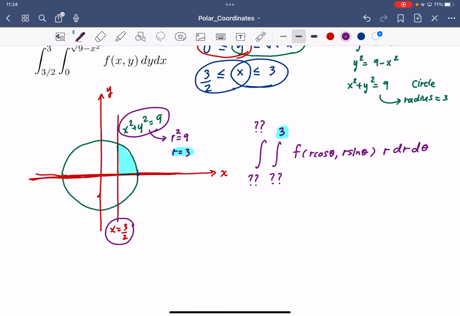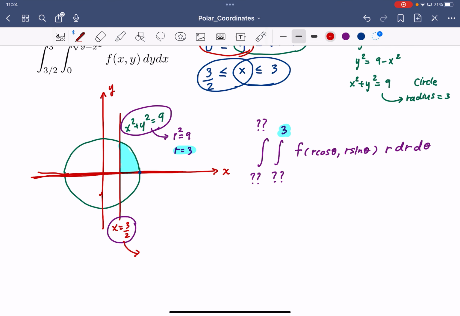So the inner one is this one, but this one you need to switch to polar coordinates as well. So x equal to r cosine theta equal to 3/2, which means r equal to 3/2 over cos theta. This is okay. So you're gonna do this from 3/2 over cos theta. Or if you don't like this one, you can do 3/2 sec theta. Same thing. If you don't like dividing by cosine, you can do 3/2 sec theta. It's okay.